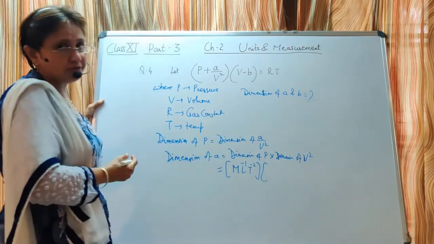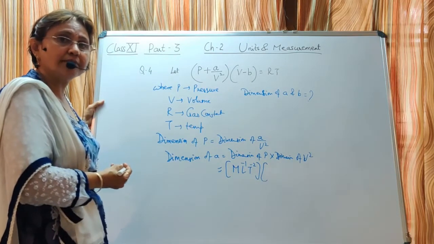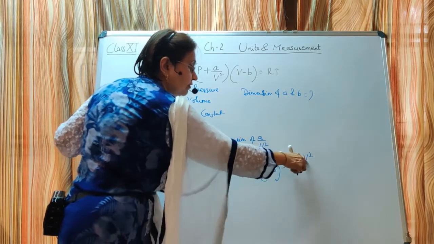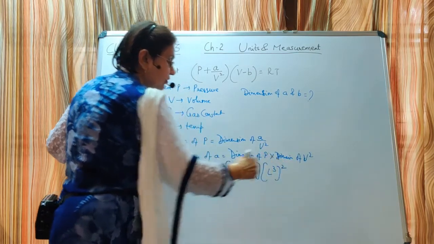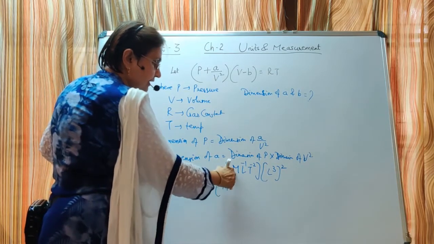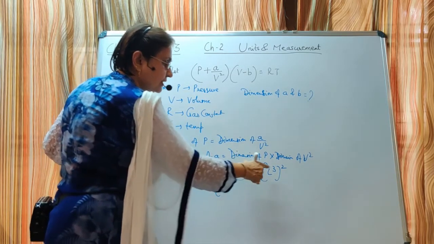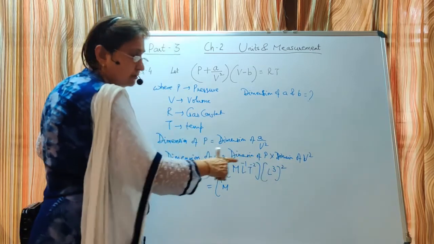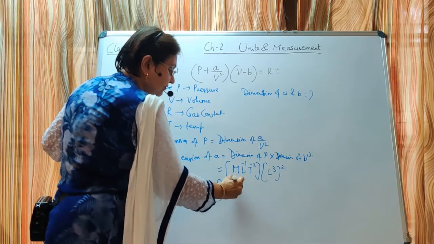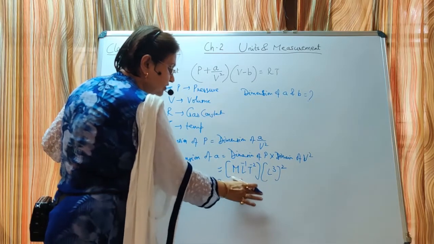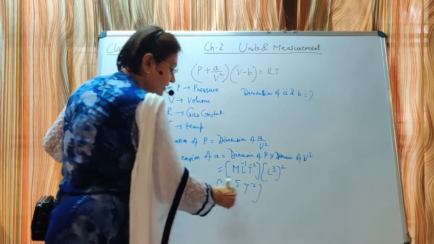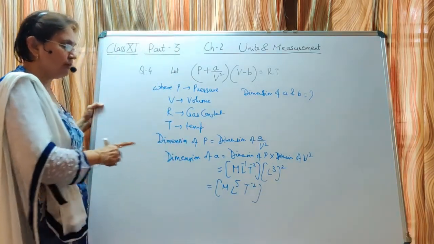Then the dimension of V square: V is the volume, and volume has the dimension L cube. It is V square, so L cube square. So the dimension of A here is M L raised to the power minus 1 plus 6, so L raised to the power plus 5, and T raised to the power minus 2. This is the dimensional formula of A.